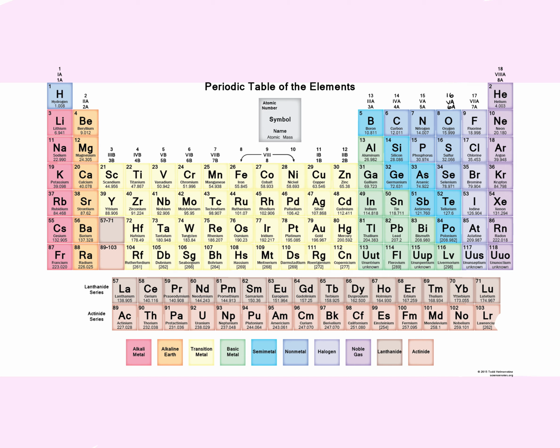Now let's look at the families. Families all have similar characteristics, just like in real life. Why do you think they are all so similar? That's right, because of valence electrons. Each column, except these ones, has the same number of valence electrons.